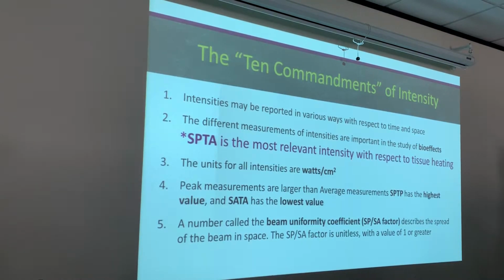Okay? Intensities may be reported in various ways with respect to time and space. What are our 2 ways, Pat? Spatial and temporal. Spatial and temporal. All right? With respect to time and space. Okay? The different measurements of intensities are important in the study of bioeffects. Again, that's why we're elaborating on intensities, because the beam is not uniform. So you just can't take one space in the beam and say, this is the intensity. That's just the intensity in that one particular space and time.